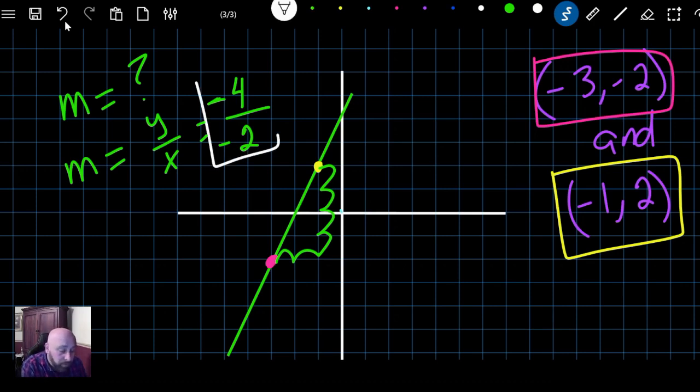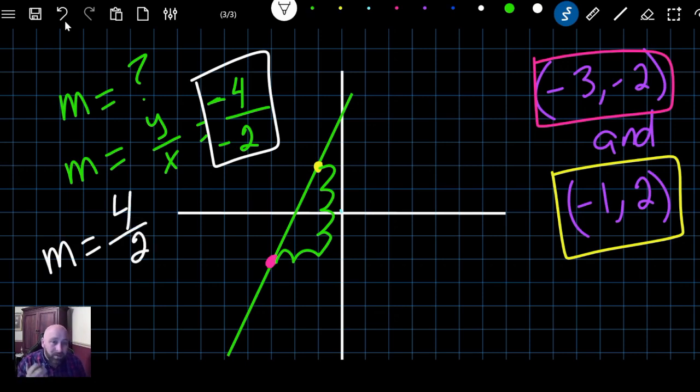We have this problem again, right? Negative, negative. So our slope is going to be a positive 4 over 2. Now, you always want to simplify your slope if possible. So you just divide these two, or reduce your fraction, and you end up with what? M equals 2 over 1, or M equals 2. That would be your slope on that line.